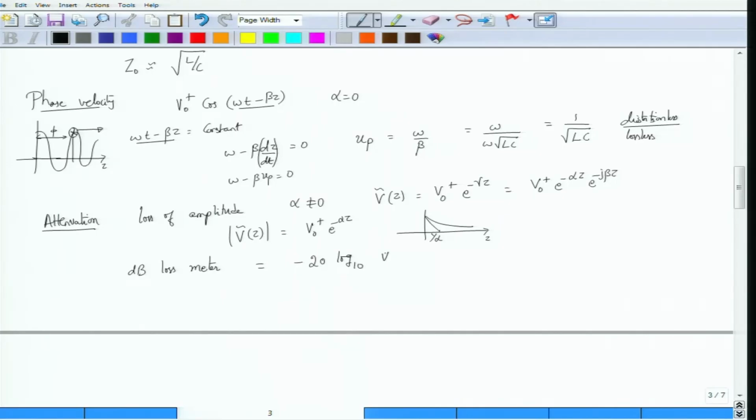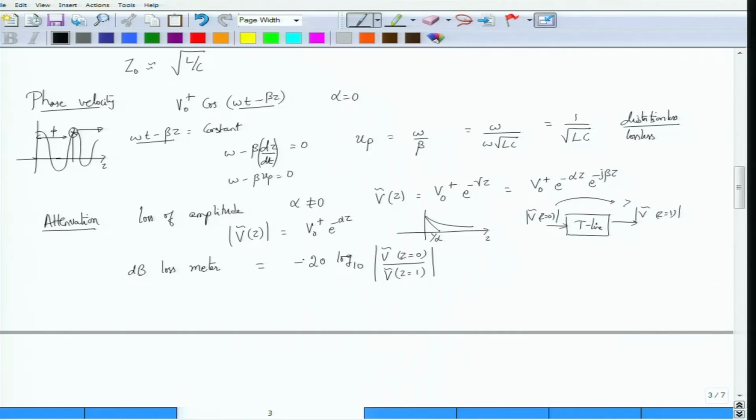what is the input voltage that we gave? V of z equal to 0 divided by V of z equal to 1 meter. So this is what we mean when we say that this is dB loss per meter. Clearly, if the transmission line is lossy, the voltage that we give at z equal to 0 will be greater than the voltage at z equal to 1, because this numerator is greater than denominator, this would represent the loss.